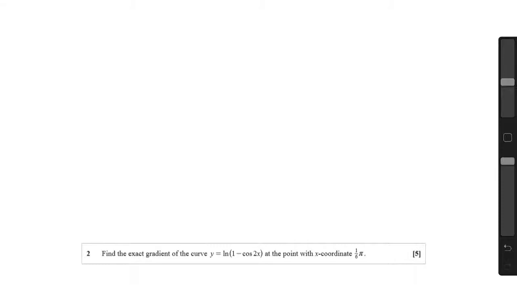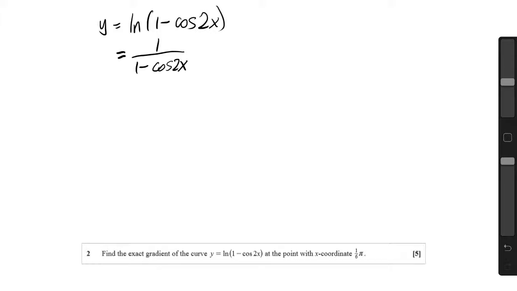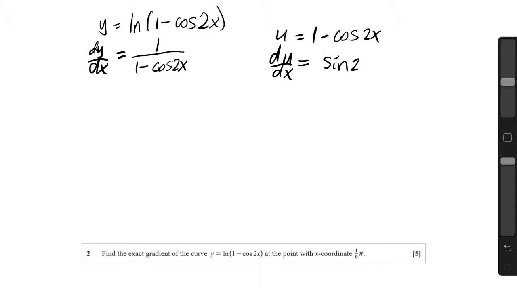Now for question 2, find the exact gradient. So y is natural log of 1 take cos 2x, and I know that the natural log of 1 take cosine 2x can be differentiated into 1 over 1 take cosine 2x, and because this is applying the chain rule for u equals 1 take cos 2x, du on dx is 2 sine 2x, and so I multiply by 2 sine 2x.